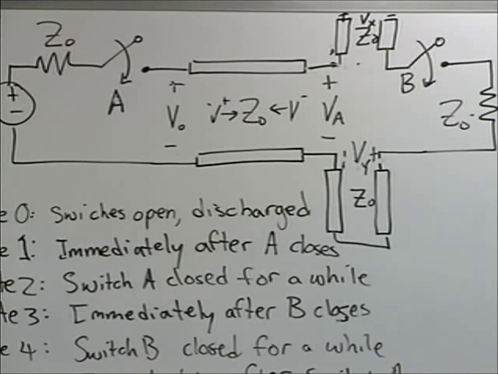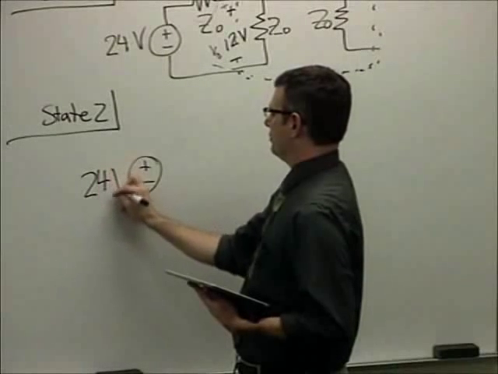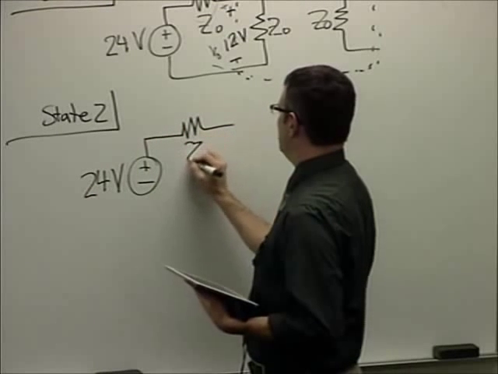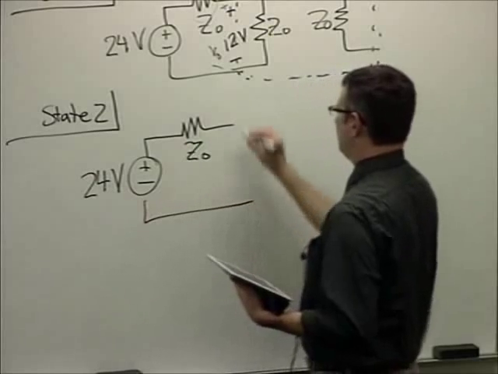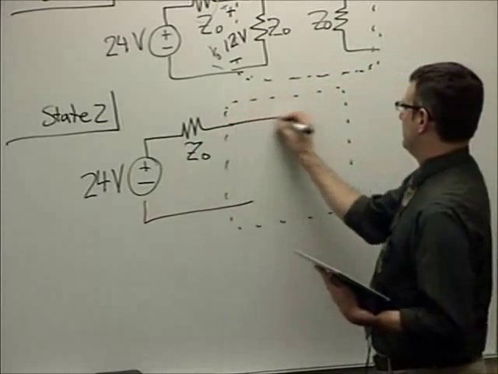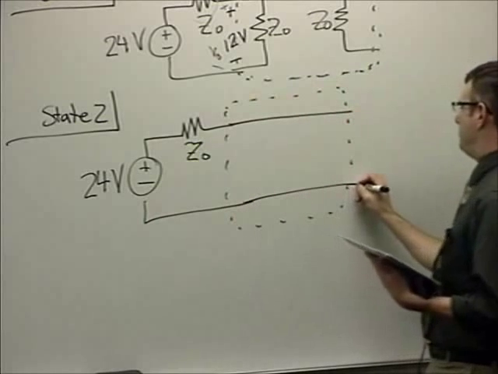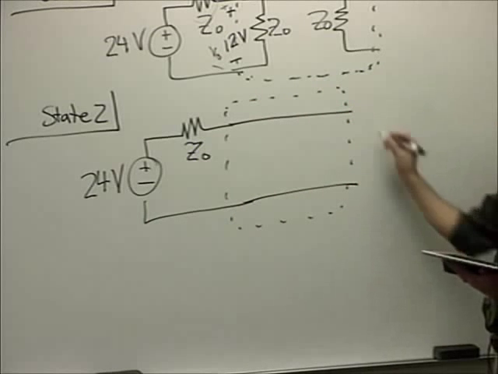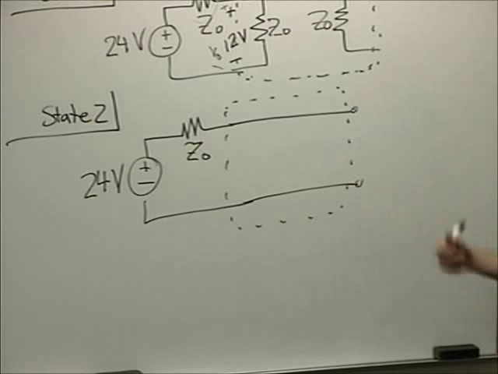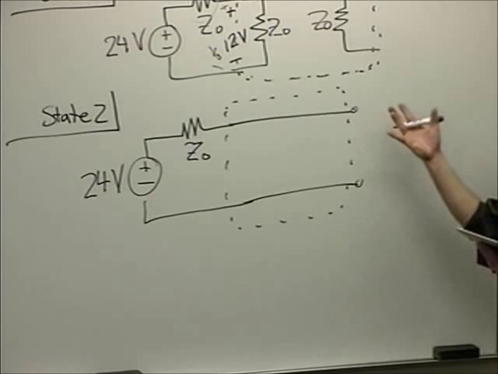So state 2 is going to be 24 volts in series with a Z0 resistor, a transmission line whose equivalent circuit is a charged up pair of short circuits ending in an open circuit. Because remember, that circuit is still open, so nothing is ever going to flow in that circuit on the other side of the transmission line. I get just this.